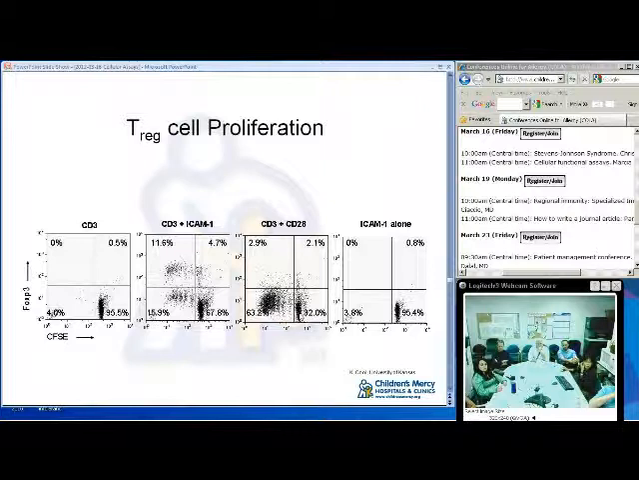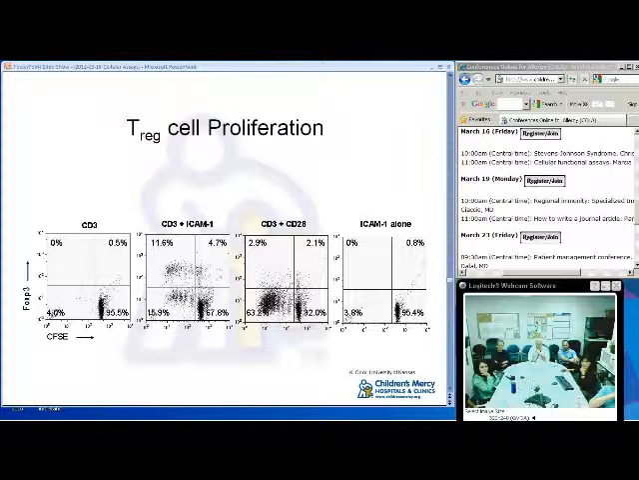And here's just an example of Tregs cell proliferation, and this is with, so to look at Tregs, you stain with FOXP3. And this is staining T cells with different stimuli, antibody to CD3, or antibody to CD3 or ICAM1, or CD3 and CD28, or ICAM alone. And you see that with stimulating the cells with antibody to CD3 and ICAM1 is the best combination to get Tregs, and that's shown up here.